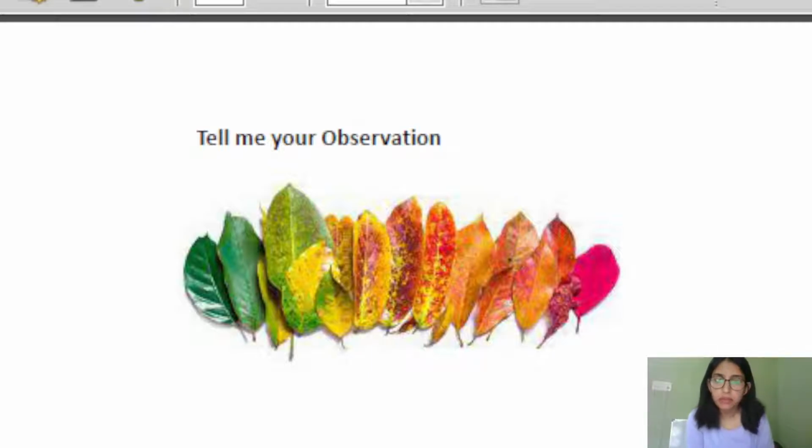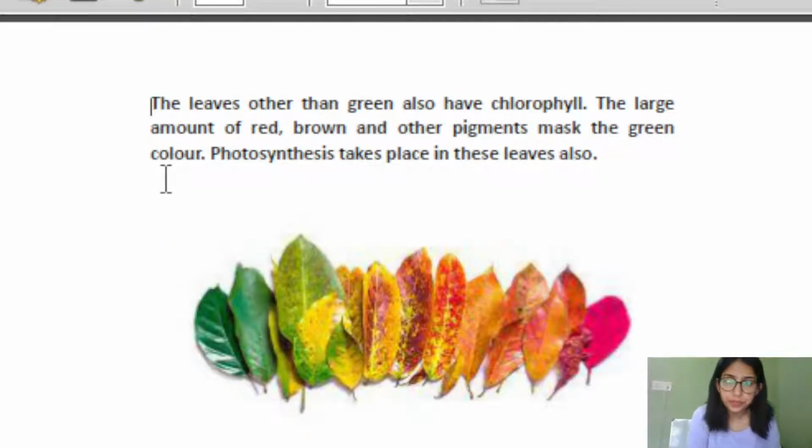Yes, we can observe different colored leaves, right? There are leaves with the color green, light green, yellow, reddish brown, pink, magenta, reddish, yellow also, right? We can see different types of colors of leaves here. Yes, the leaves other than green also have chlorophyll. So we have discussed this pigment that is there in plants, that is responsible for the green color of plants, basically the chlorophyll pigment.